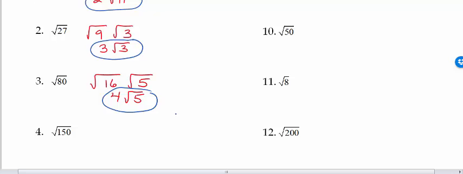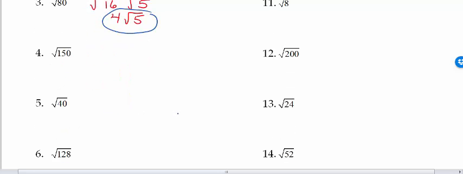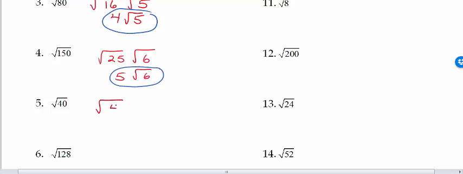As I move down the page, I have the square root of 50. What goes into the square root of 50? Well, 25 does. 25 and 2, leaving me with 5 root 2. In each case, I'm trying to find the largest perfect square that goes into each problem. 40 is the square root of 4 and the square root of 10, which is 2 root 10.